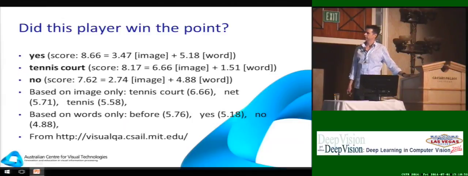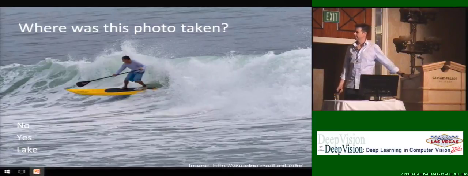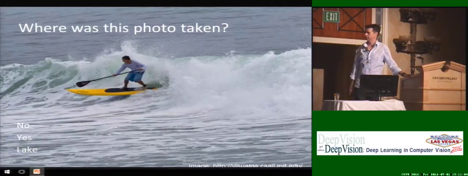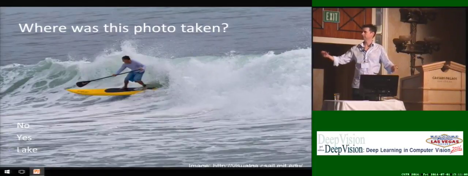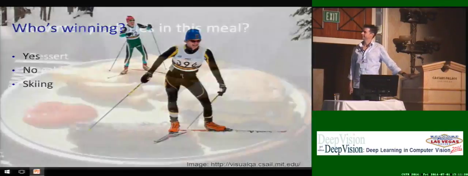It's an unfair question, right? It's not trained on that kind of data. So where was this photo taken? The answers that it gives are no, yes, and lake, none of which are true. And again, I'm not picking on Visual QA from MIT, right? This is a shortcoming in the data. It's not a shortcoming in the method. And who's winning, right? Yes, no, and skiing. I like the idea that skiing's the real winner here today. But I'm not sure that that's what it meant.